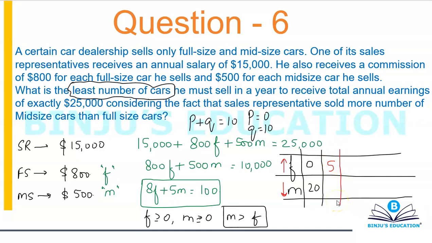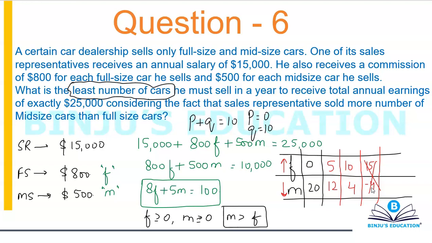In order to calculate the next value of m, you will subtract the coefficient of f, because m is going to decrease. M is not increasing, m is decreasing, so you will subtract. So 20 minus 8, that's 12. The next value of f is 10, and then m is 4. Now if you go for the next one also, it's going to be 15 and it's going to be minus 4, but this is not possible because m cannot be negative. So there are only 3 possible values.